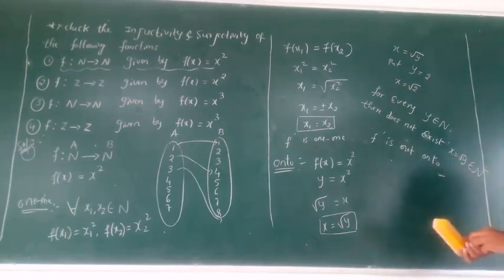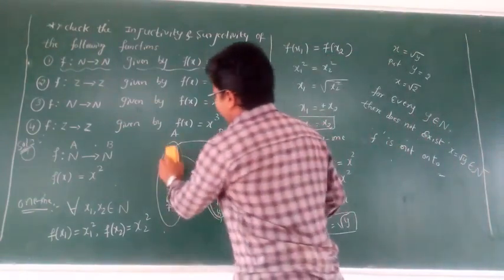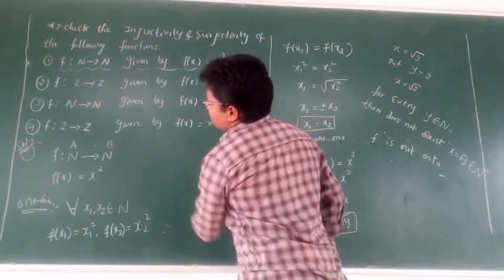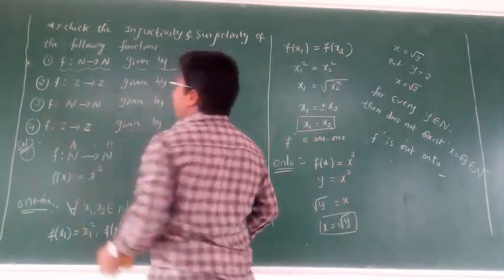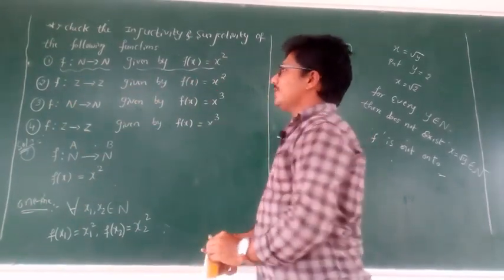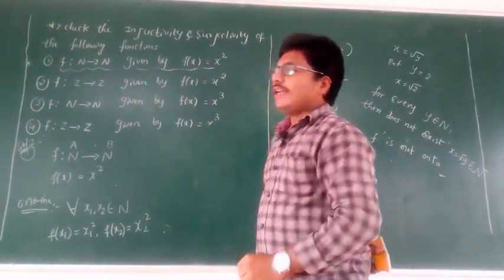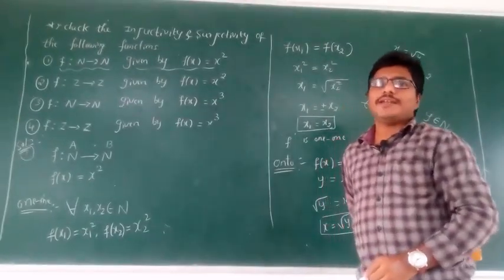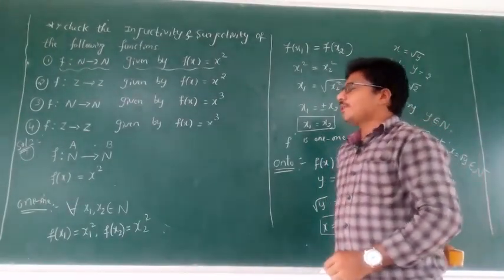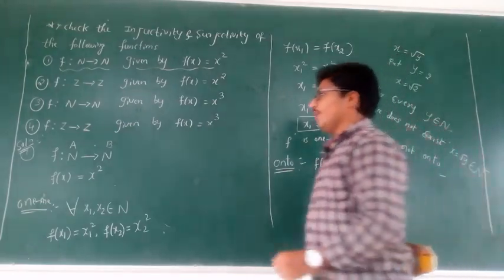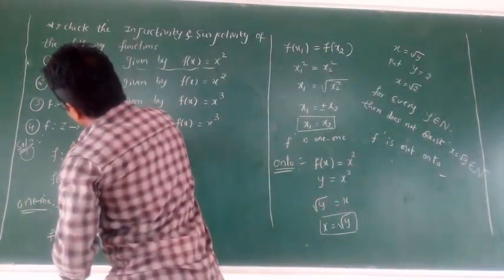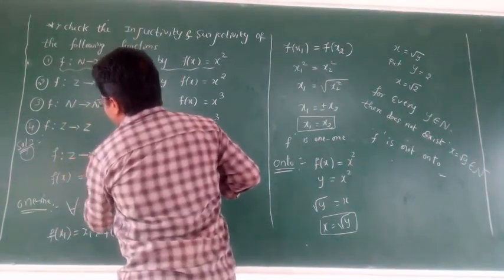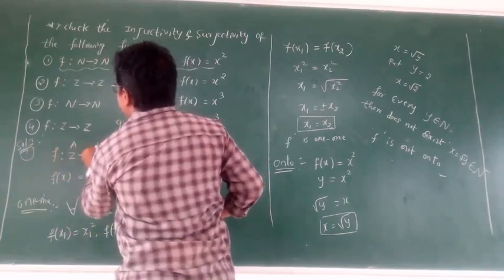Now we go to the next question: f from Z to Z. Z means integers. Z always contains whole numbers from minus infinity to infinity. I will write it once again: f from Z to Z, it is A and it is B.